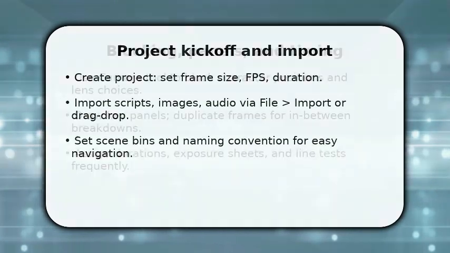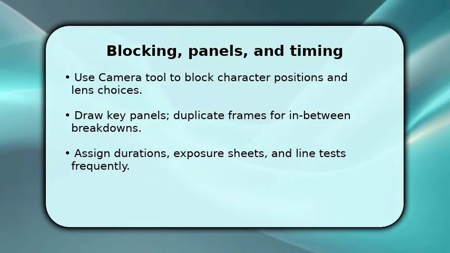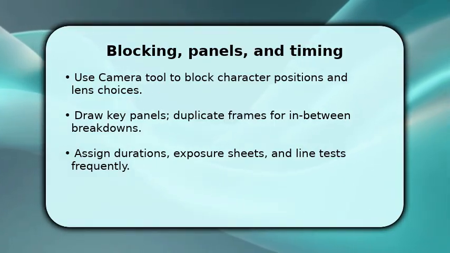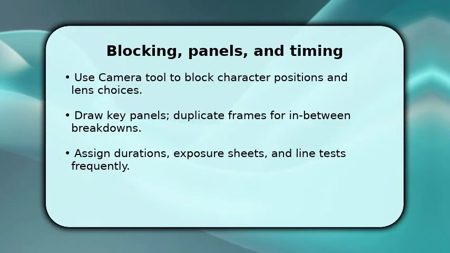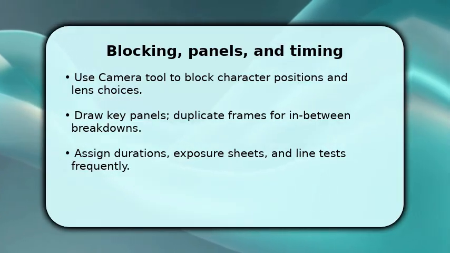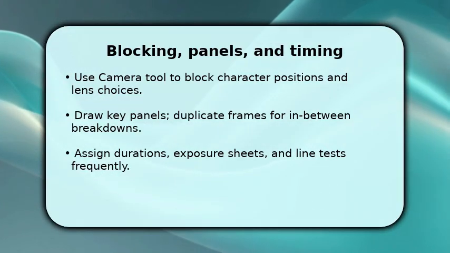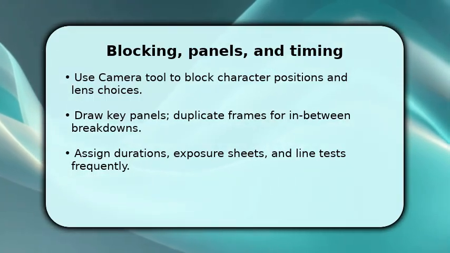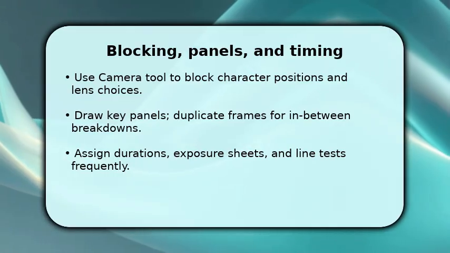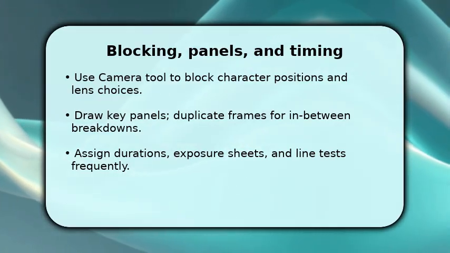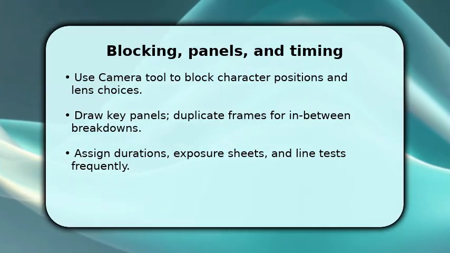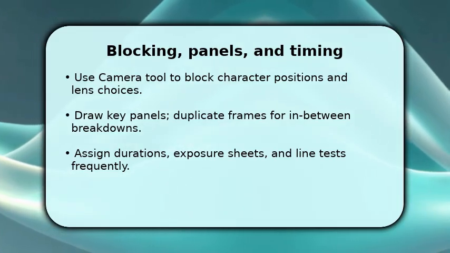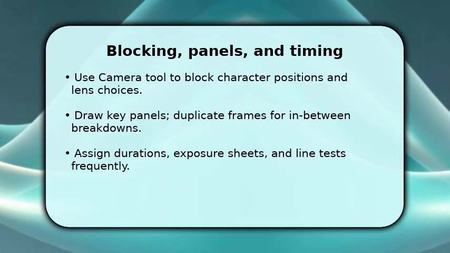You now block scenes with the camera and brush tools to establish staging and lens choices. Doing this early clarifies composition. Then draw key panels to capture major poses and duplicate frames to create breakdowns and in-betweens. This keeps motion readable. As you work, assign durations and fill the exposure sheet so timing is explicit. Play line tests often to hear pacing. By iterating panels and timing together, you avoid costly retakes and preserve the storytelling arc through precise visual.